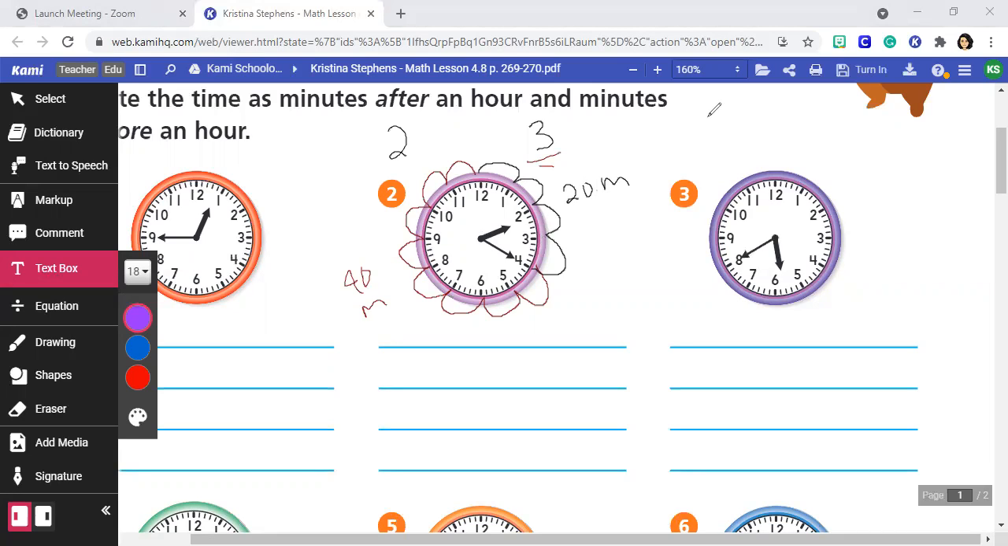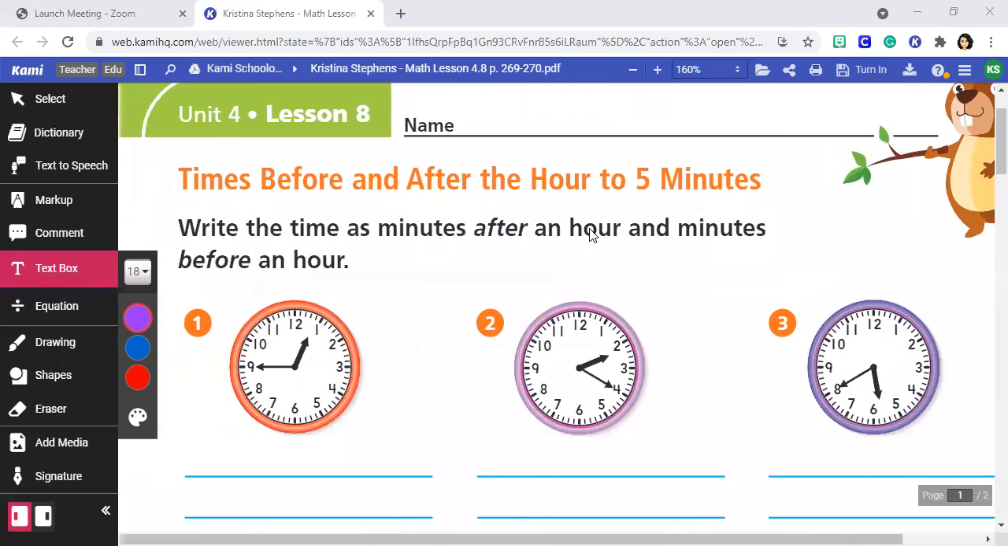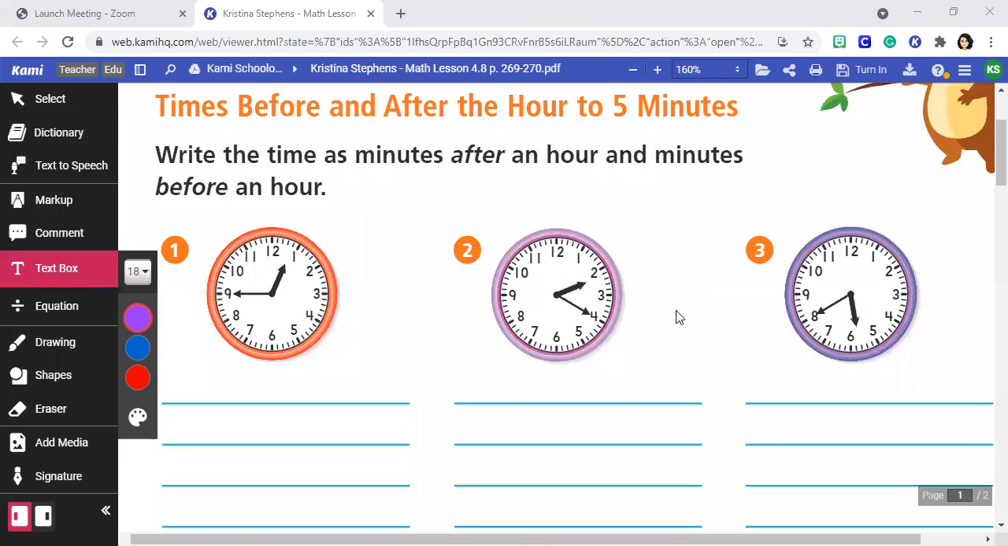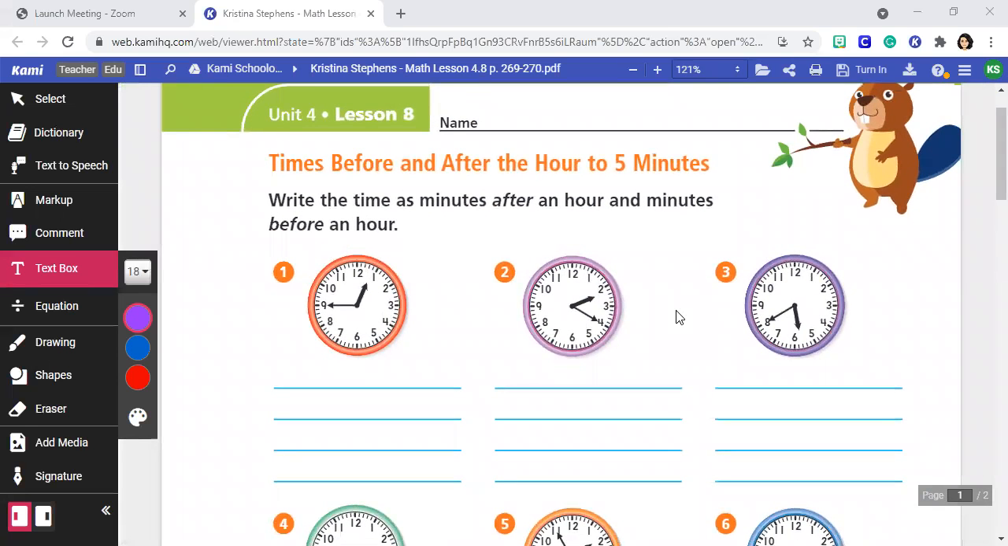We are going to be investigating how to tell time in the format of minutes after an hour, and also thinking about it as minutes before an hour. Take a moment to pause the video right now. Write down the time that you believe for 1, 2, and 3. We did 1 and 2, but I didn't write it down yet for you. Write down what you believe for minutes after an hour and minutes before an hour. Once you have written down your answers, come back and check your work against mine.